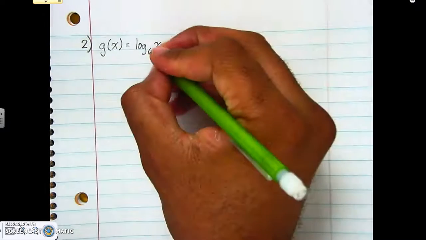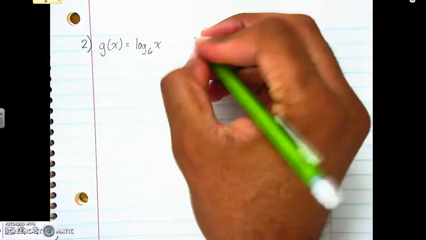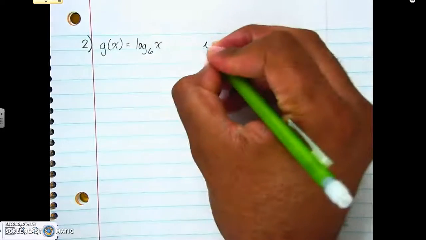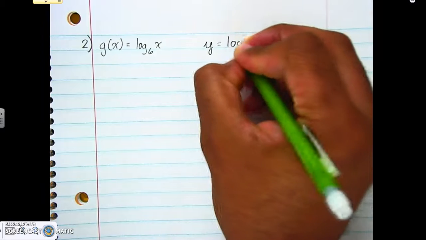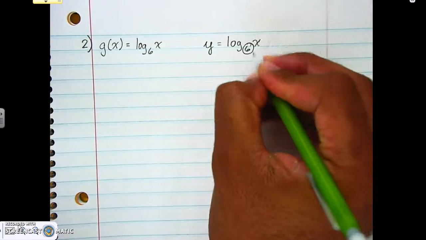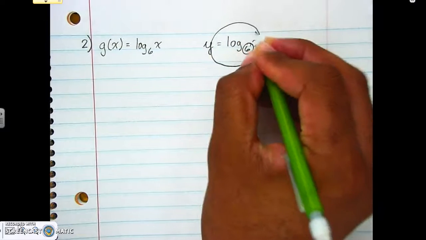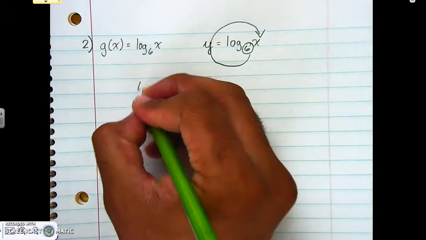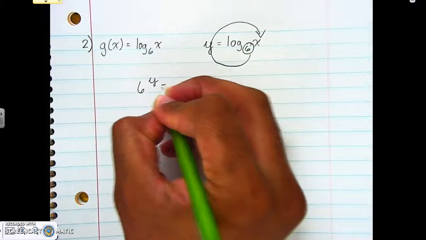Alright, so here again, with our log, we need to make sure we change that to exponential. So we need to do our swoosh. If we need to, we can go ahead and change this as y equals instead of g of x. Same difference. We're going to swoosh it, make it exponential. So we get 6 to the y equals x.